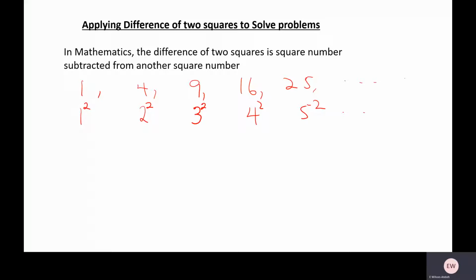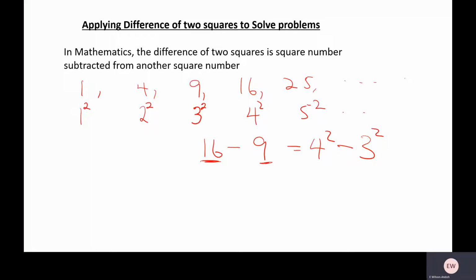And when we look at the definition of difference of two squares, we are subtracting one square number from another square number. So we can have 16 minus 9. Now this is difference of two squares because we can change this 16 and write it as 4 squared minus, and then change the 9 and write it as 3 squared. So you can see that we have something squared minus something squared, and the difference is the sign in between, which is the subtraction sign.